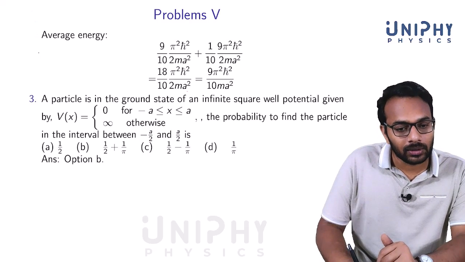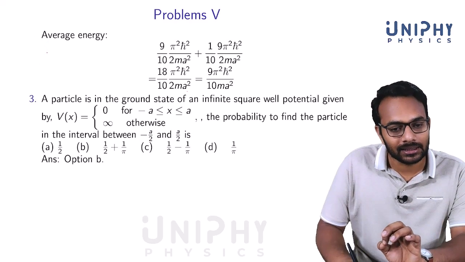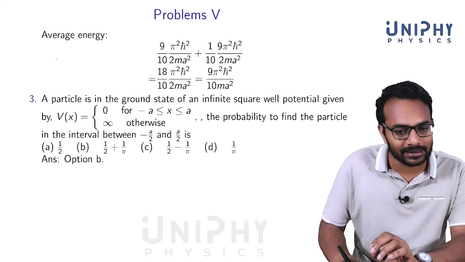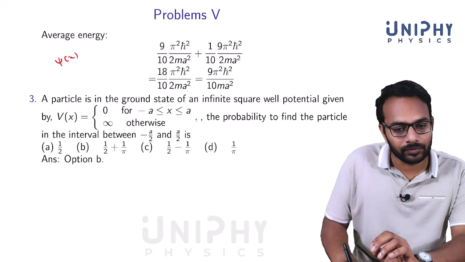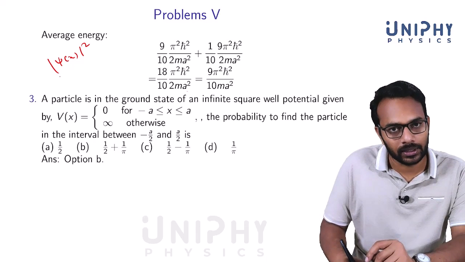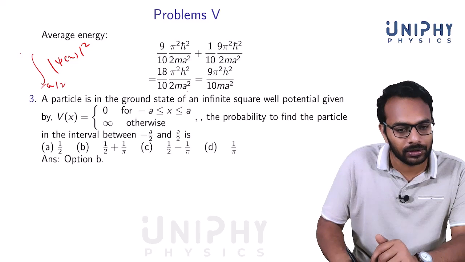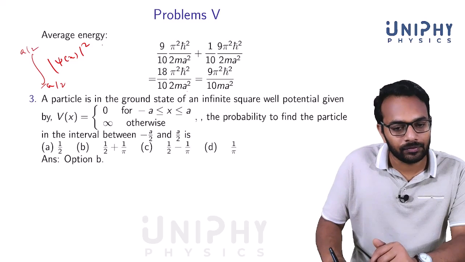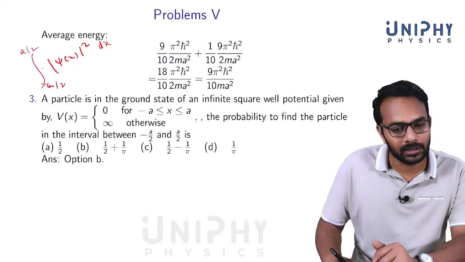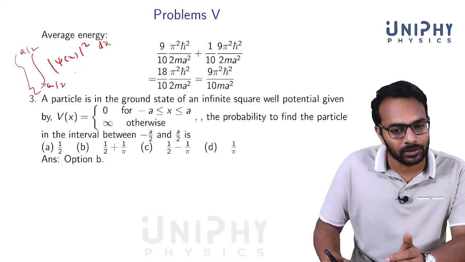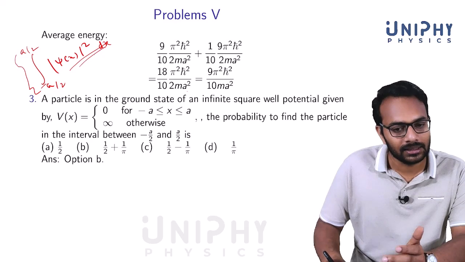We know that the probability of finding the particle in a position can be found by an integral. The probability density is given by the modulus of psi of x squared. So if it's within a region, you just do the integral from minus a by 2 to a by 2 of modulus psi of x squared dx, because we have to find the probability to find it within the region minus a by 2 to a by 2. So this is the answer.